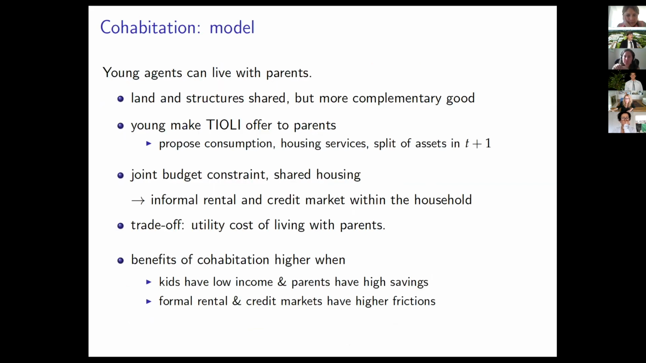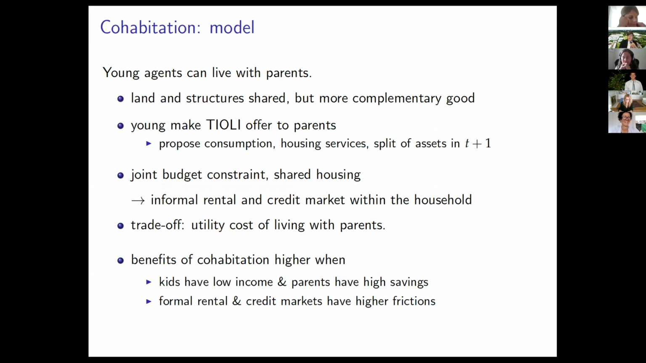We're going to model this by allowing young singles to have an additional third option. They can move out and rent or own, or they can move in with their parents or continue to live with their parents. Now, similar to cohabitation between partners, land and structures are going to be shared between parents and children, but more of the complementary good is needed. I think that's very intuitive. Kids tend to take very long hot showers and need a PlayStation.